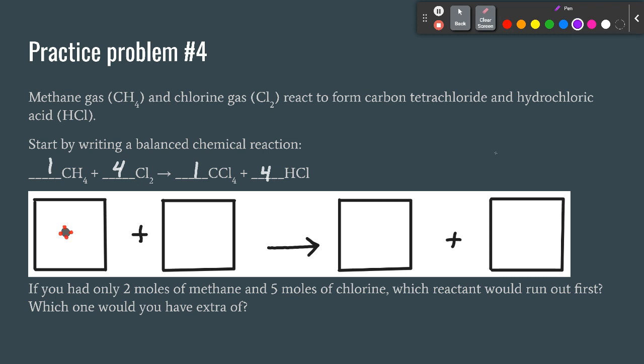Next is my chlorine. I'm going to use purple to indicate chlorine. I guess I should label my box here. CH4. Chlorine is going to be my next box, my Cl2. I have Cl2, which is chlorine bonded to chlorine, but I have 4 of them, so I need to draw this compound 4 times. That's 4 moles.